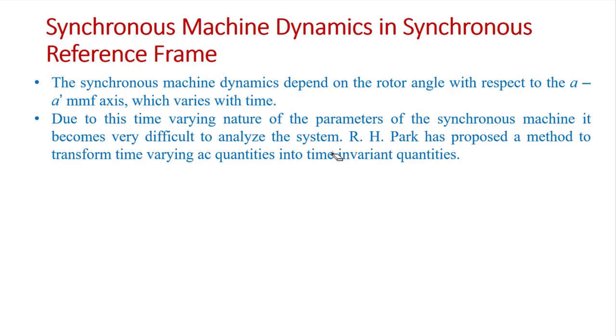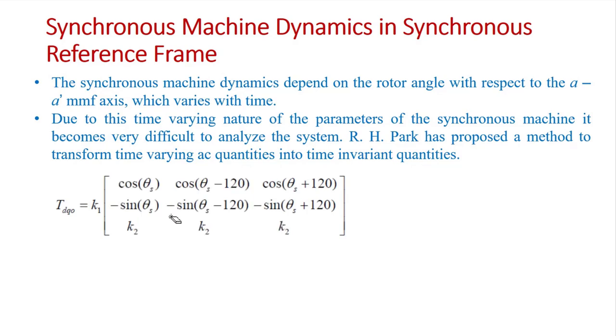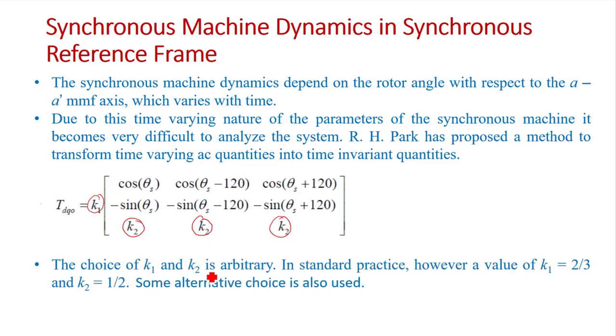Therefore, R.H. Park proposed a method to transform time-varying AC quantities into time-invariant quantities. This is the general transformation, we can say the Park transformation. The general equation for the Park transformation, TdQO, you can write K1 cos theta s, cos of theta s minus 120, cos of theta s plus 120, minus sin theta s, minus sin of theta s minus 120, minus sin of theta s plus 120, and K2. These constants, K1 and K2, we can choose based on our requirement, so the choice of K1 and K2 is arbitrary.